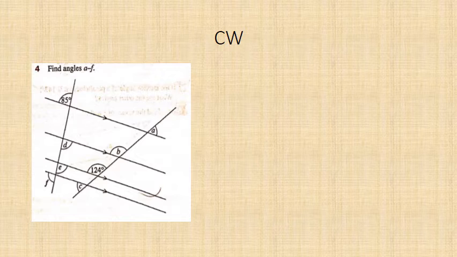So here I can see that angle B, this angle, is 85 degrees because it's a vertically opposite angle. So D is equal to this 85 because they are corresponding angles. It's forming a letter F.